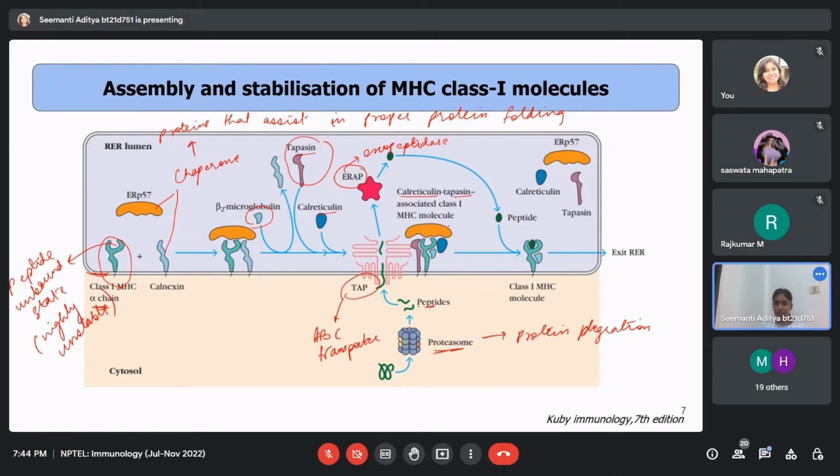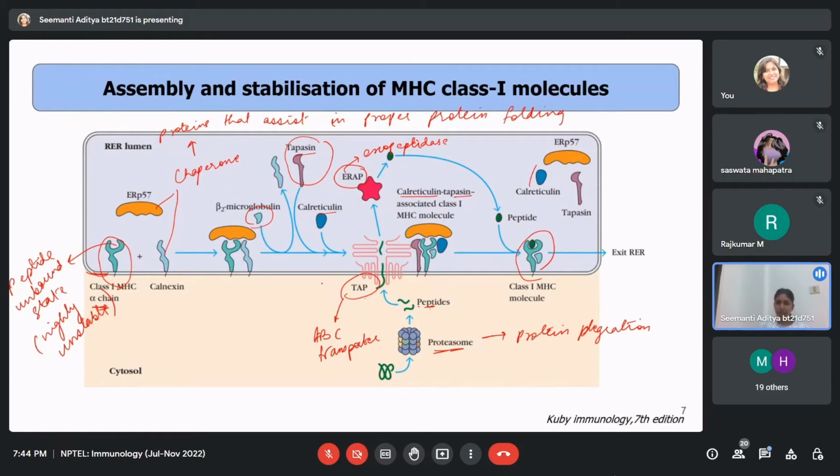Now, once the peptide binds to the MHC class 1 molecule, all the chaperones, that is calreticulin, tapasin, ERp57, etc., will be dissociated from the MHC1 complex and leave. Here the class 1 MHC molecule becomes stabilized, and it can exit the rough endoplasmic reticulum and be expressed on the surface of your plasma membrane. So this is the pathway of how class 1 MHC molecule is stabilized and assembled.